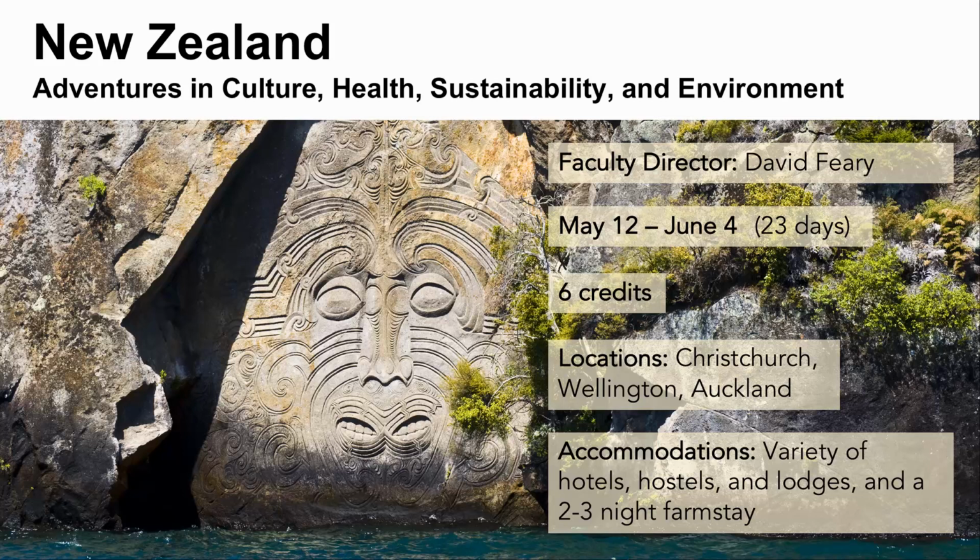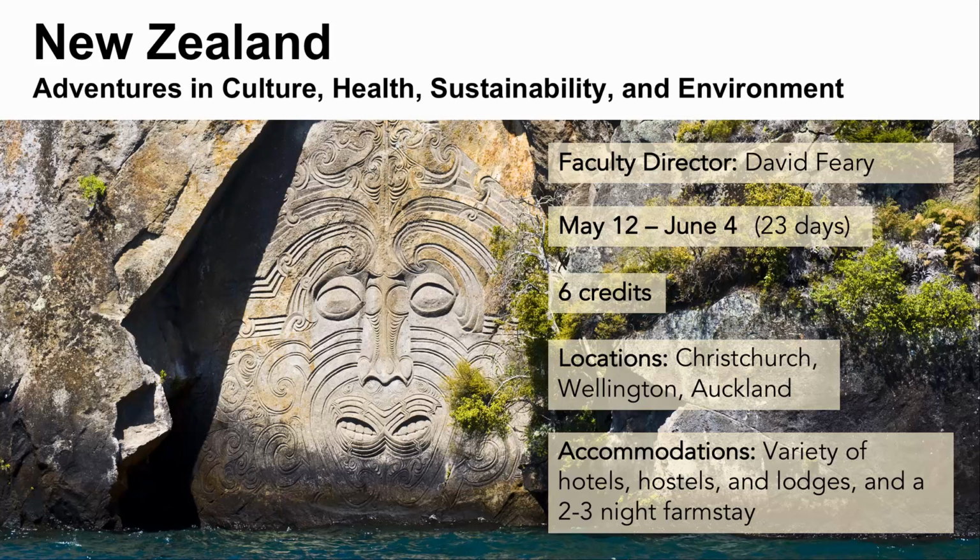This is another traveling program which visits 3 cities on 2 different islands. First, Christchurch, the largest city on the South Island, which has a very British feel, as well as Wellington, New Zealand's capital, which is located on the North Island and is a hub of cultural and artistic wealth and home to the film industry. And finally, Auckland, the largest city in the country, also on the North Island, which has a sunny climate and a large Polynesian influence.